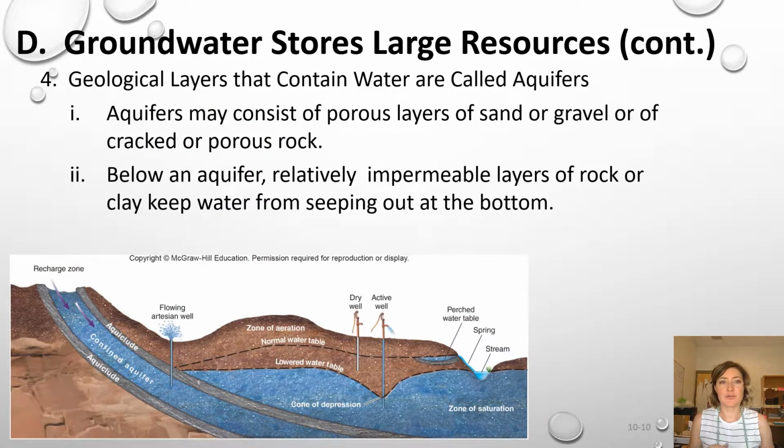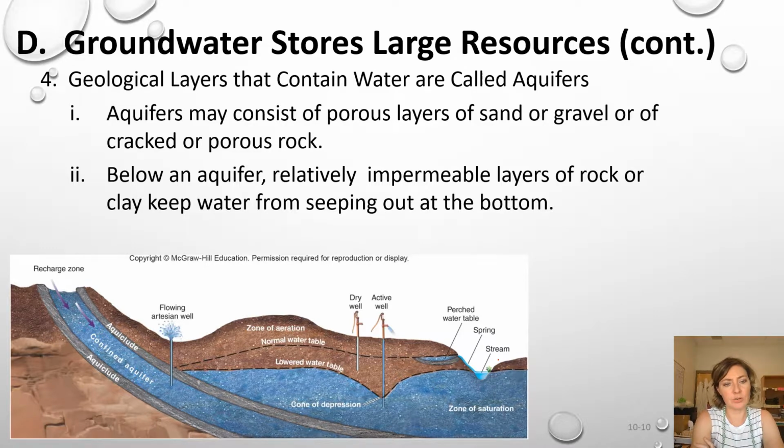All right, so we've talked about groundwater storage, but what we haven't talked about is how we get that groundwater storage. We've been using the term aquifer a bunch, but we haven't really talked about what that means. So if you have a geological layer that contains water, we consider that to be an aquifer. Aquifers are going to have porous layers of sand or gravel. It could be cracked or porous rock, and that's going to allow water to penetrate or to flow through into that aquifer, that groundwater storage area.